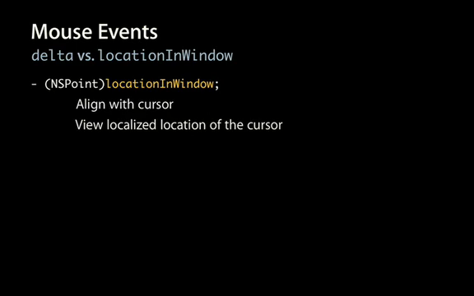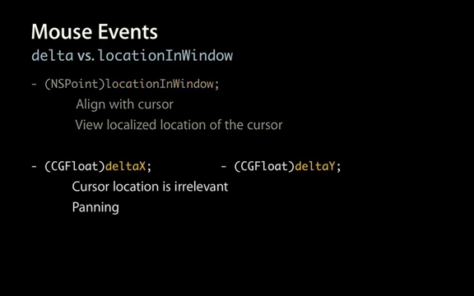And you really want to use location and window when you need to align something with the cursor. This is the best way to make sure that the cursor and whatever you're dragging stays in sync. It's also the best and easiest way to get the coordinate system localized into your view. Because delta X, delta Y, on the other hand, is actually in screen pixels, not in the points of the view. So it's a little bit harder to get that with device resolution independence into the localized location of the cursor.